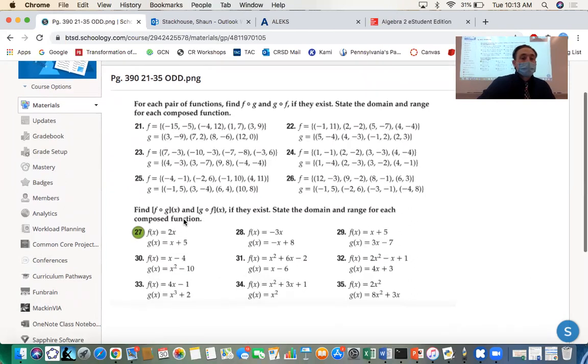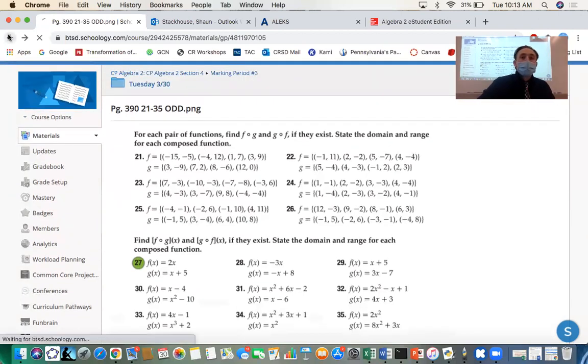Okay. So you're doing page 390, 21 through 35. For 21, 23, and 25, just find f of g of x. So just the one composition, not both. State the domain and range. For 27, 29, 31, 33, and 35, find both composition of functions. Okay. Any questions about the homework assignment?